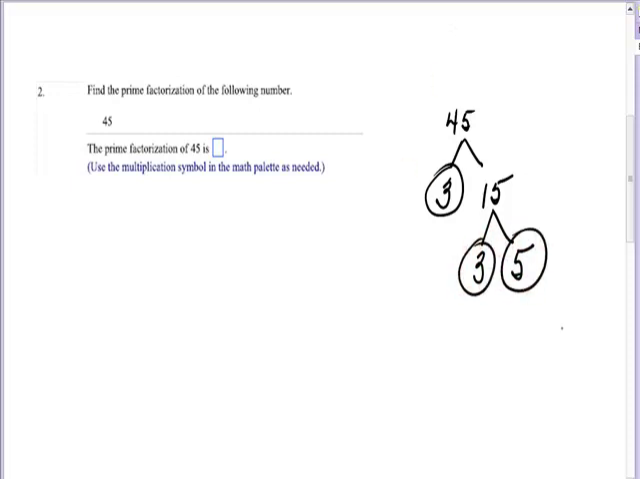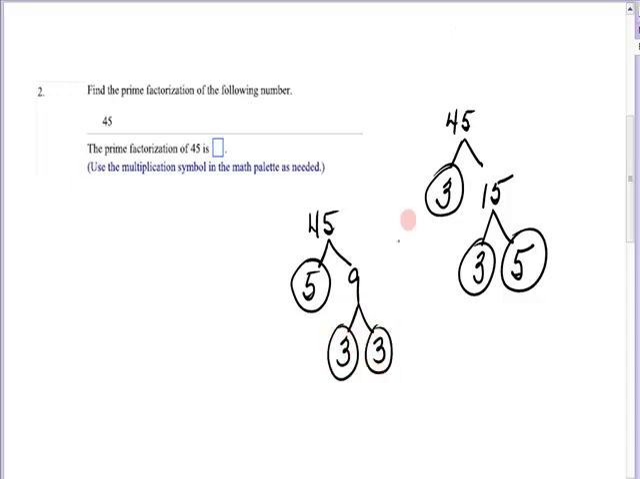Now, you might have gotten these in a different order. Let me show you. Suppose that you had started with 45 and you said, well, the first thing I thought of was 5 times 9. That's fine. Is 5 a prime? Yes. Is 9 a prime? No. And how can I factor it then? It's 3 times 3. Now, I hope you can see that it does not matter which way you've done this. You've got a 3, and a 5, a 5, a 3, and a 3.